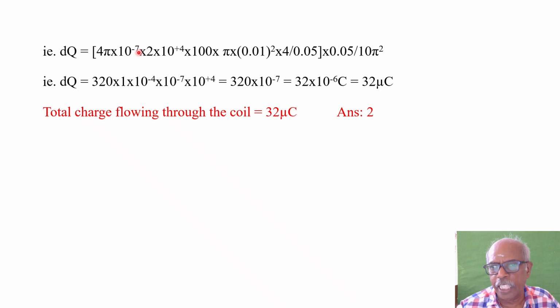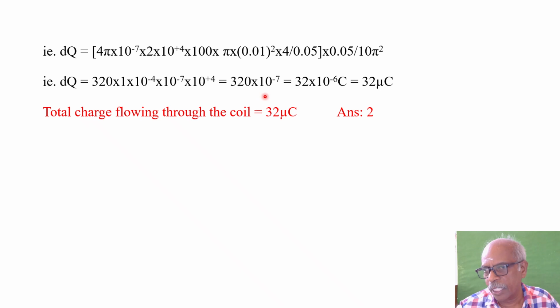What about the powers? 10 power minus 7, 10 power plus 4, 10 power minus 4 here, 10 power plus 4 here. So that will also get cancelled. Why this 10 power minus 4, sir? 0.01 the whole squared. It means what? 1 into 10 power minus 2. The square is 1 into 10 power minus 4. So 320, this 0.01 the whole squared will become 1 into 10 power minus 4. Already 10 power minus 7 here, 10 power plus 4 here. So 10 power minus 4 and 10 power plus 4 get cancelled. So 320 into 10 power minus 7.